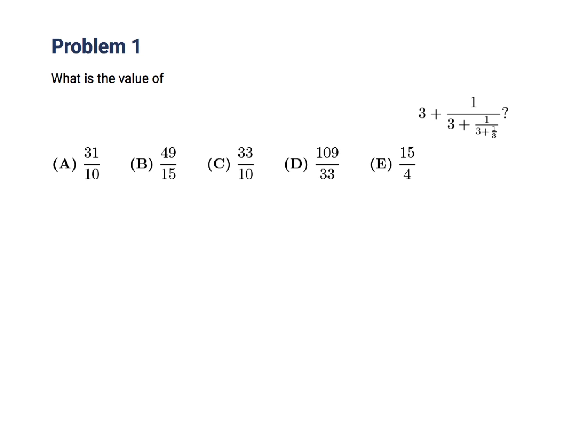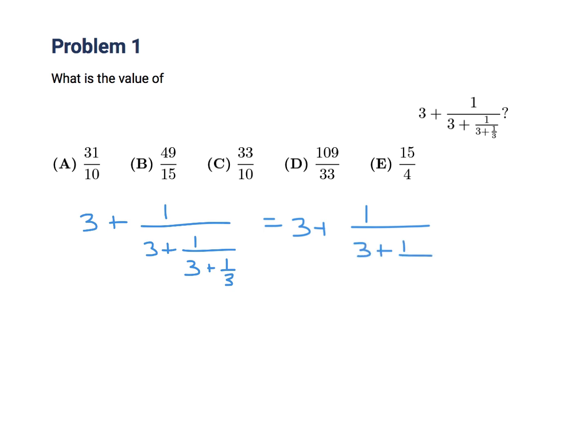What is the value of this expression? Well, we have 3 plus 1 over 3 plus 1 over 3 plus 1 over 3. All right, so let's do this. The first one, if we just add this guy, that's going to be 3 over 1. So multiply by the common denominator, that's going to be 10 over 3. Okay, so then this becomes 3 plus 1 over 3 plus 3 over 10, right?